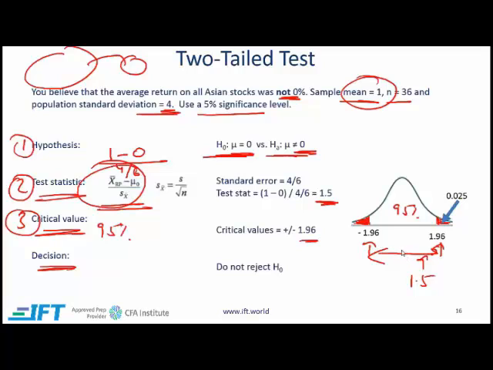Now in business terms or intuitively, what are we saying? We are saying that with a sample size of 36 and a sample mean of 1, that sample mean is not large enough to reject the null hypothesis that the mean is 0. What if you had drawn a sample and the sample mean was 10, very high?